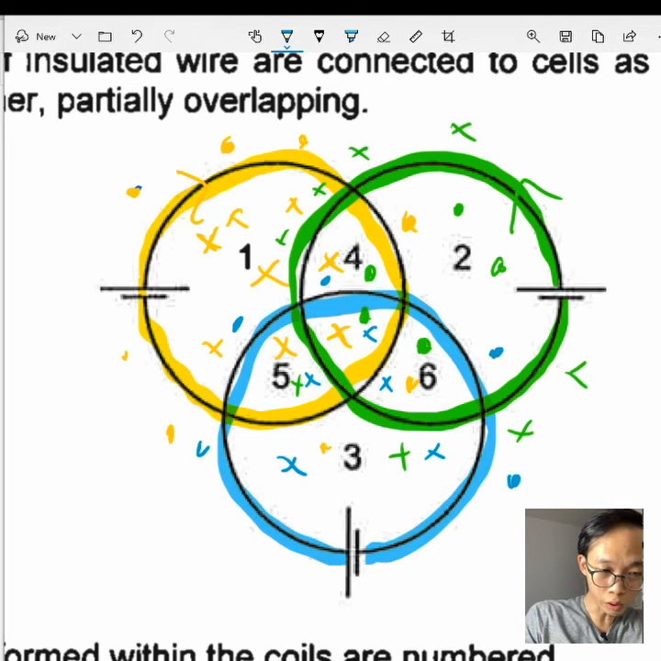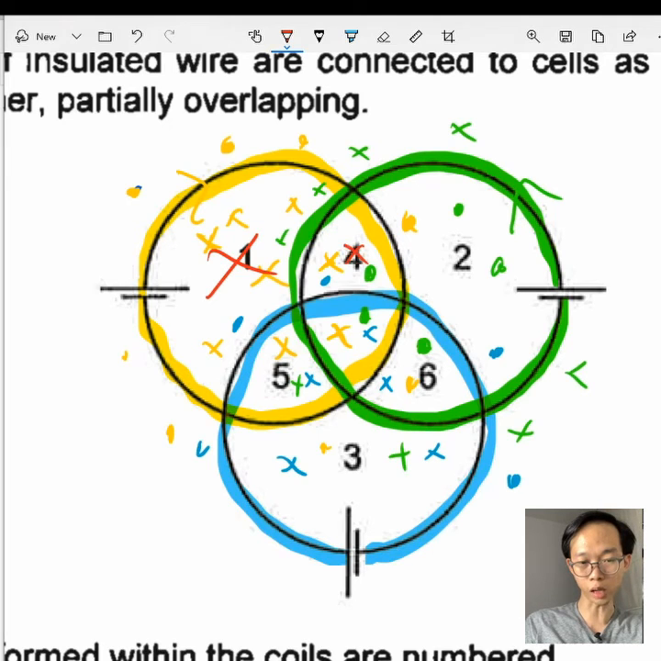So for region number 1, we have 2 fields, yellow and green, pointing into the page, but the blue field is pointing out of the page. So 1 is out. How about 4? 4 is out of the page for blue and green, into the page for yellow. So 4 is out. For 2, we have out of the page for all 3 dots. You see, 3 colors, all the same type. So 2 is correct. 5 is also correct. See, all 3 are pointing into the page. So 5 is there.